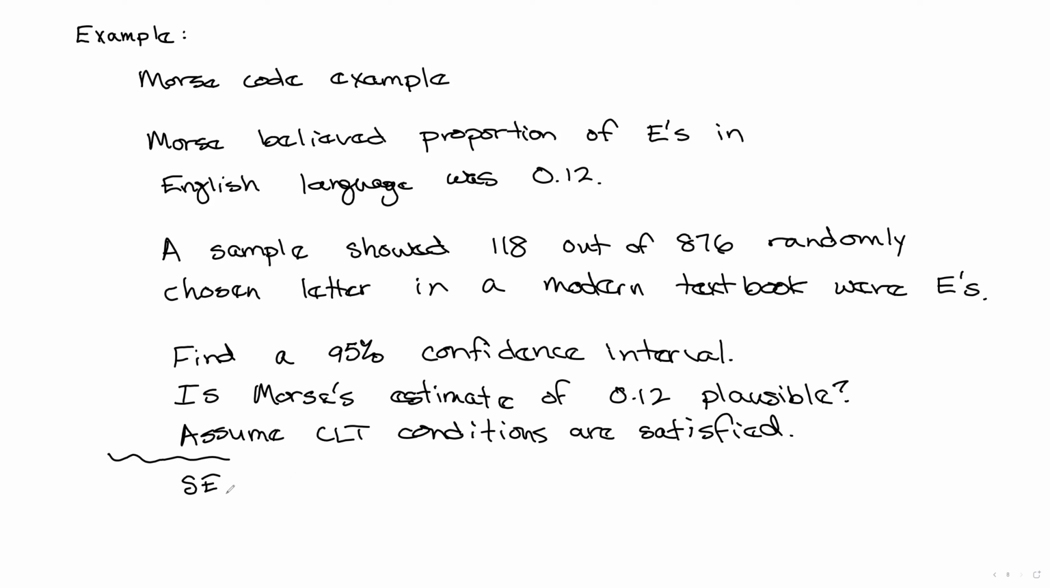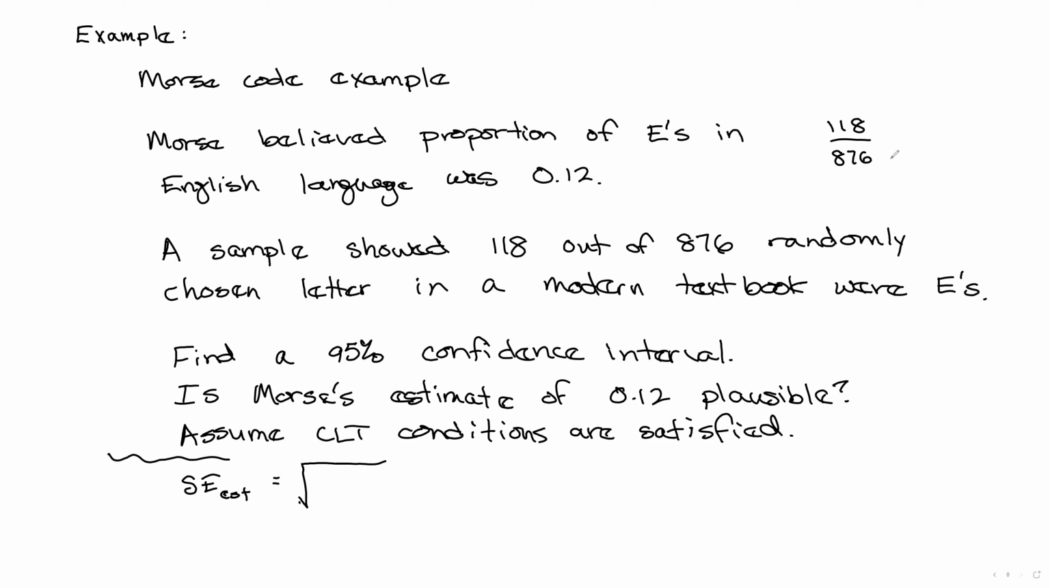So we need the SE estimate, the standard error estimate, so that's the square root, and then we need the percentage or the proportion for the sample. It's not clearly given here, but you can find it. What we want is the proportion of letters that were E's out of the total. If we're told 118 out of 876 are E's, we take those two numbers and convert that into a proportion, like a decimal. It's not that hard. You just take 118 and put it over 876.